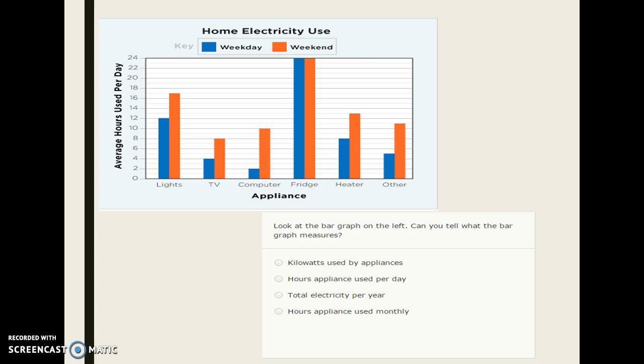Let's do some more examples. Look at the bar graph. Can you tell what the bar graph measures? Kilowatts used by appliances, hours appliance used per day, total electricity per year, hours appliance used monthly. It's hours appliance used per day, and you can tell that from the title here on the vertical axis. Average hours used per day.